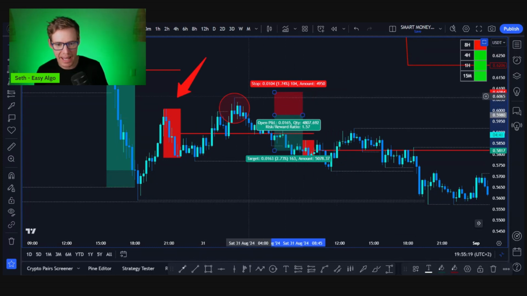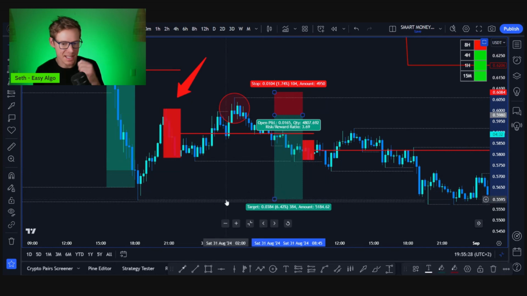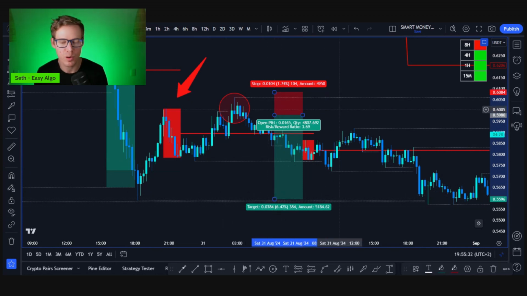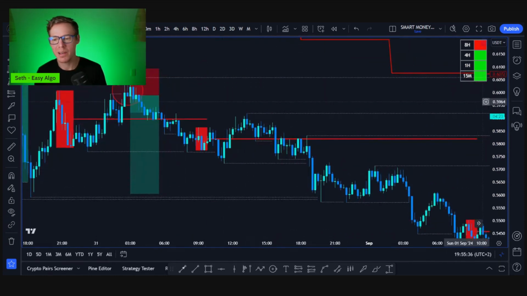There you go. If we'd entered at this position, we would have risked 1.74%. And if we targeted this major liquidity here for 3.4%, or if we targeted this double liquidity line at the bottom here for 6% profit, with 1.74% risk, that would have been a fantastic, fantastic trade. So once again, we keep going, guys.